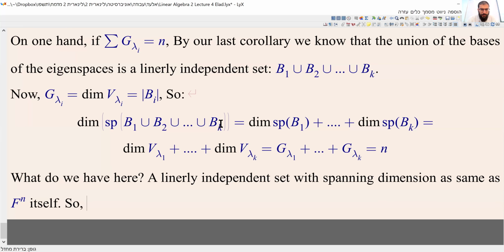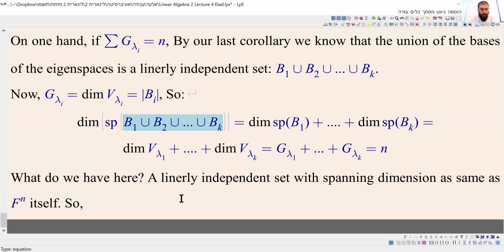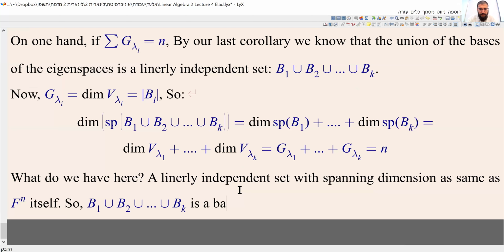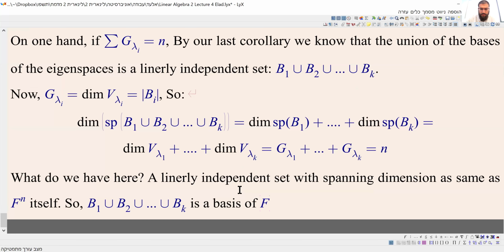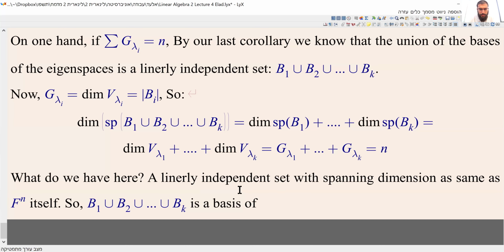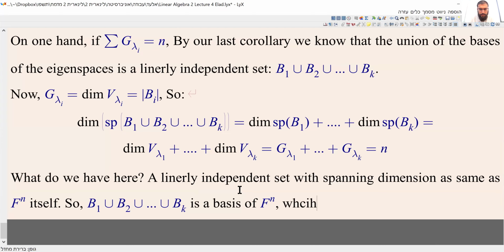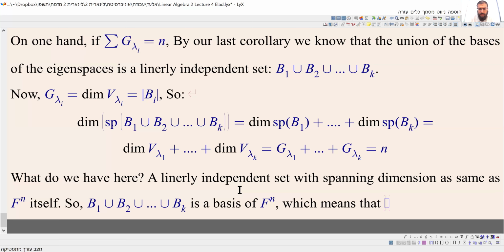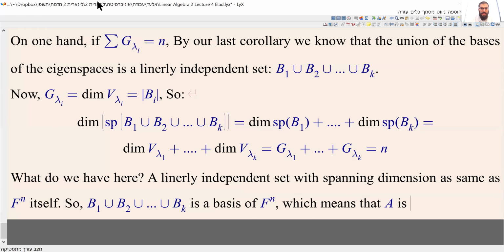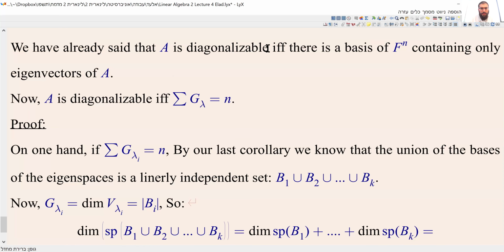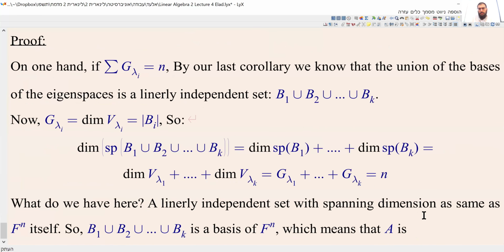So this set is a basis of F^n, which means that A is diagonalizable by our theorem from lecture number 3.